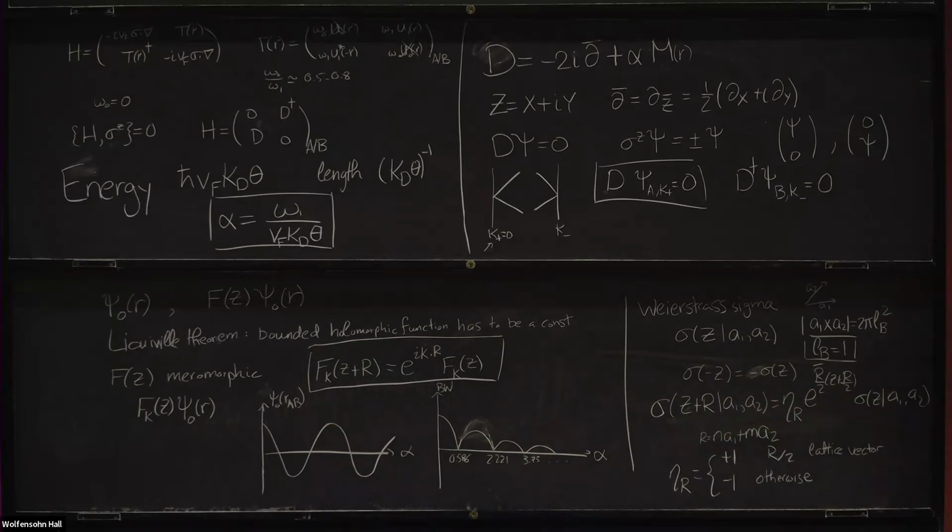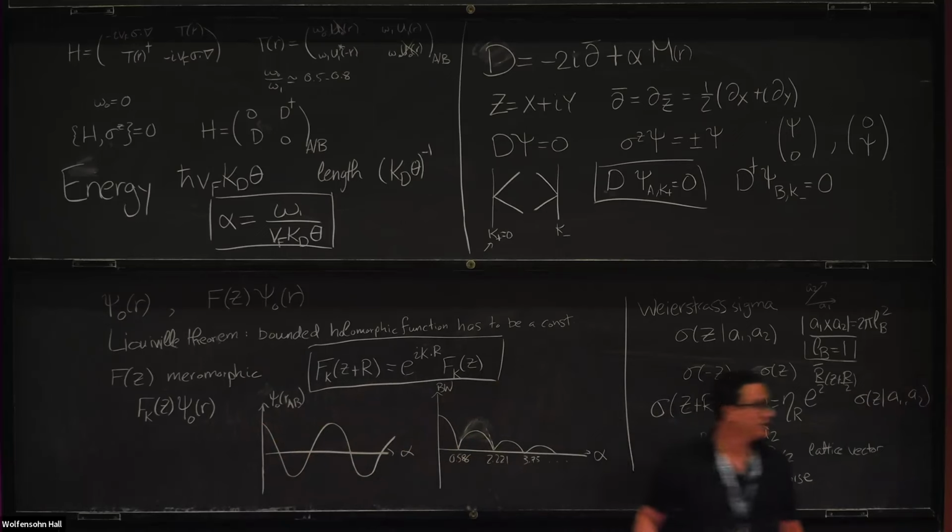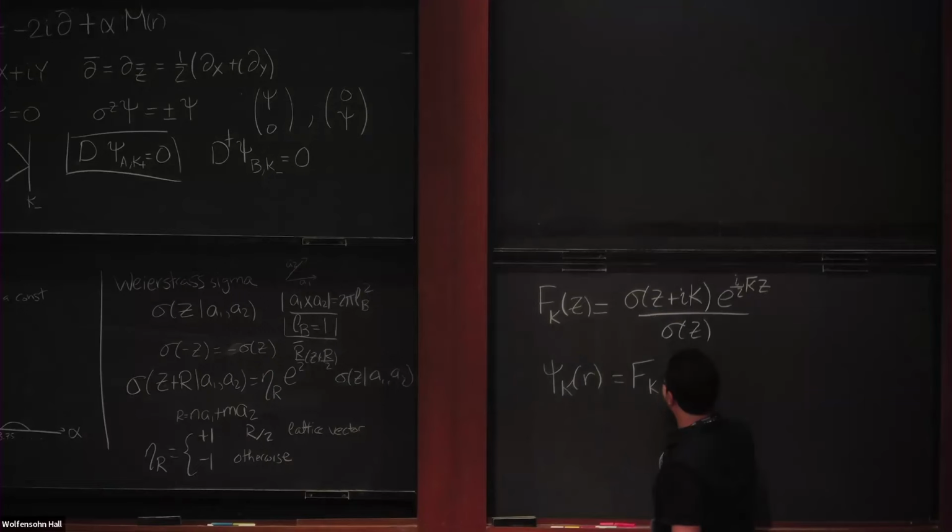So what this tells me is that this argument not only predicts that this model has some perfectly flat bands at a certain set of magic angles, it gives me the flat band wave functions, because it tells me that the flat band wave function at a general k is equal to this f_k(z) times psi of 0, which is, yeah, let me write it explicitly.